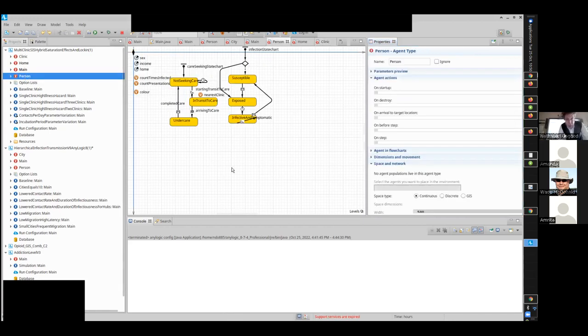We go back and we look a little bit closer. We might have thought this was the same basic picture as we saw in the last model, other than not having a recovered state, but it's more subtle than that. Individuals here stay infective until they are treated.